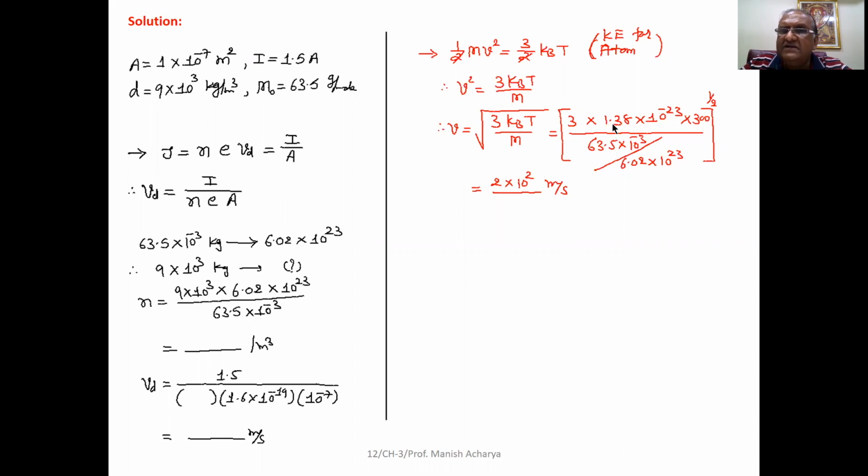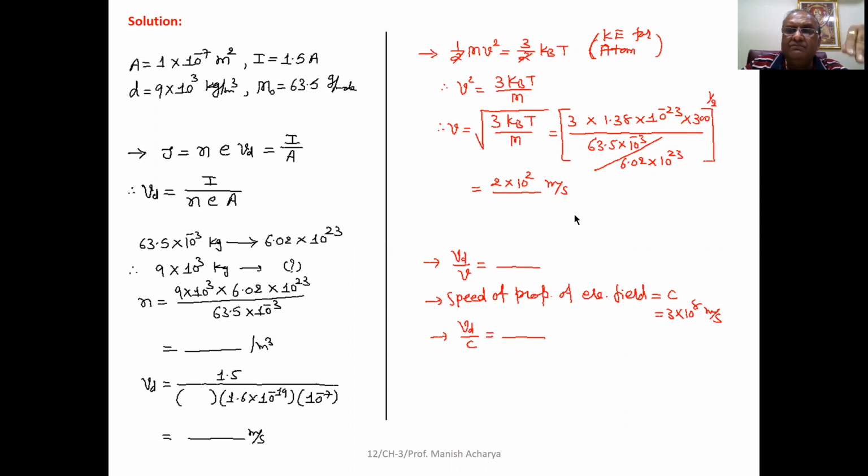3 kB is 1.38 × 10^-23 into temperature, which is 300, and the mass of the atom: of 1 mole the mass is 63.5 × 10^-3, divided by the total number of atoms in 1 mole, that is 6.02 × 10^23. And when you solve this one, you will get the answer 2 × 10^2 meter per second. So this is the velocity associated with thermal motion.